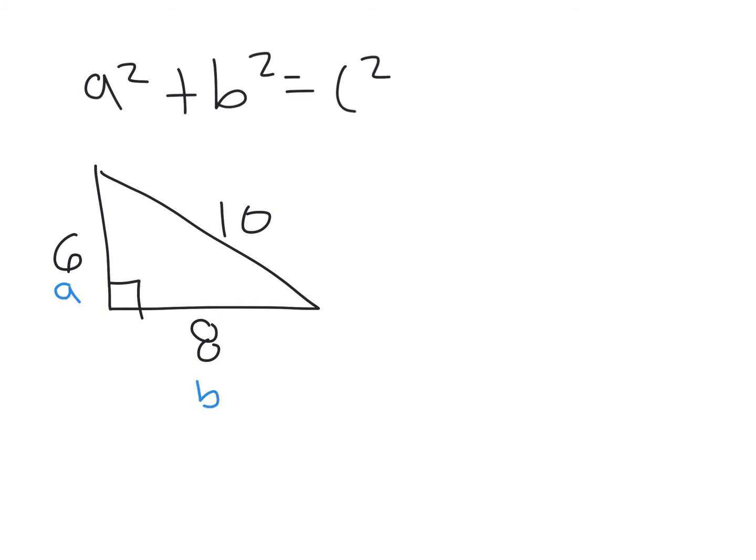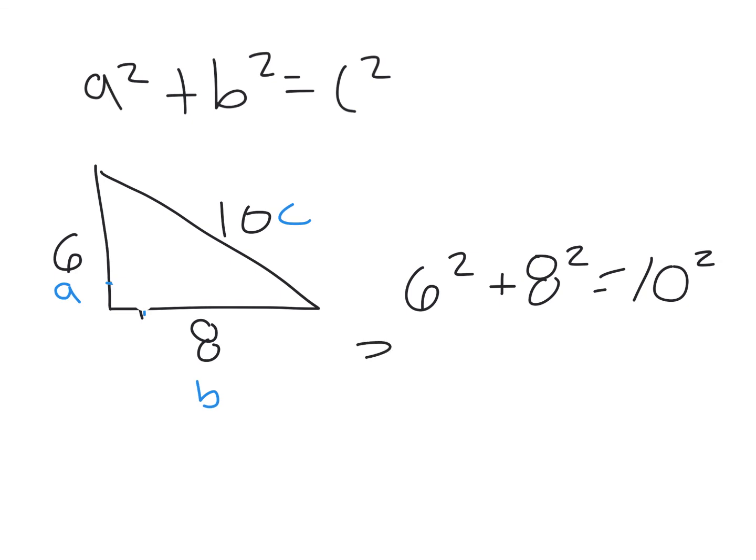A, B, and C, let's say that we didn't have this right angle drawn on here. Let me erase that. What if we didn't know this? And the question was, is this a right triangle? Well, if it's a right triangle, then a squared plus b squared equals c squared. Well, let's try that. A here is 6, b is 8, and c is 10. So if this is a right triangle, 6 squared plus 8 squared must equal 10 squared.